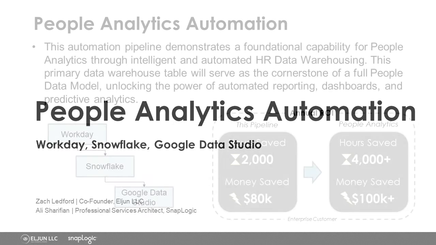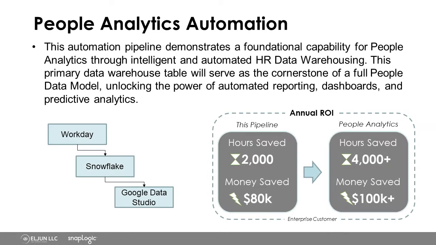Let's jump right in and start talking about people analytics. In this demo, we're going to show you an automation pipeline that demonstrates what we consider to be a foundational capability for people analytics. We're going to be using SnapLogic to track all of the employee metadata changes that happen day to day inside of your organization. We're talking about manager changes, employee transfers, promotions, title changes, contact information changes, really anything you can think of related to an employee that might change during their tenure at your business.